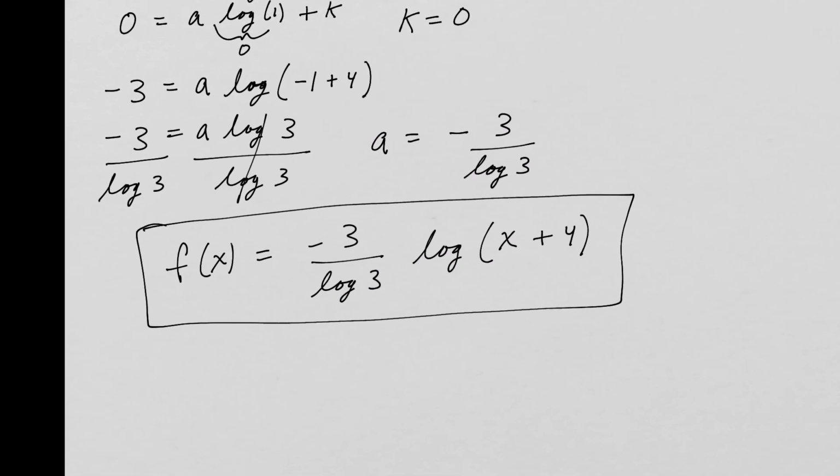So negative 3 over log of 3. Again, if you wanted to, you could get a value for that, but I'll just leave it. So that's exact, times log of x plus 4.